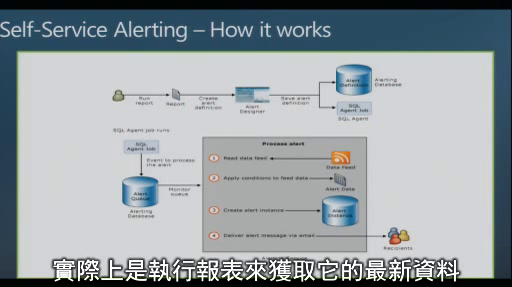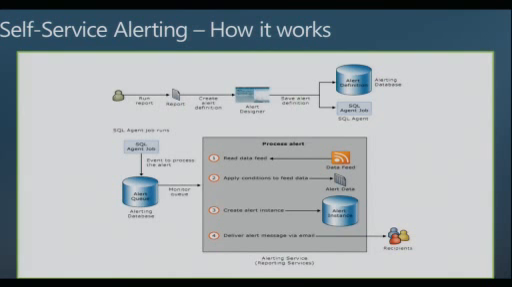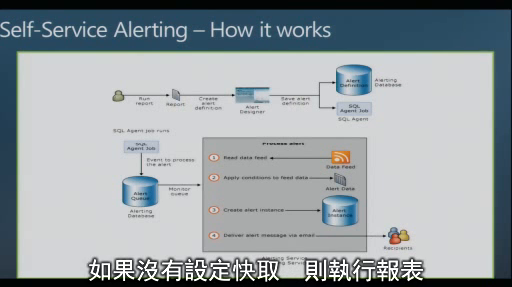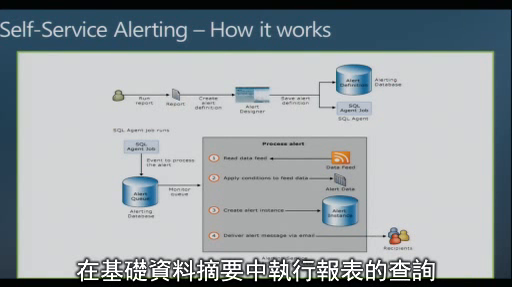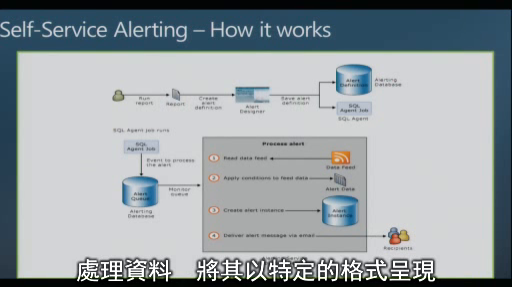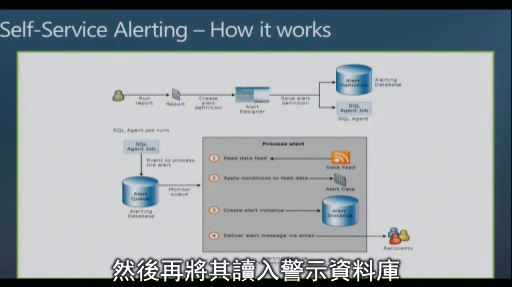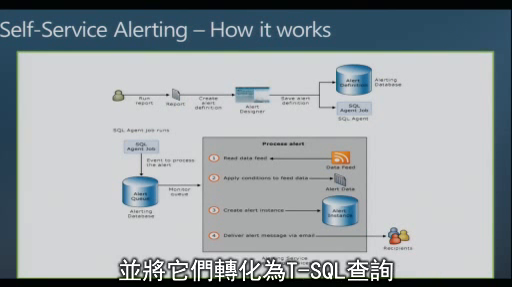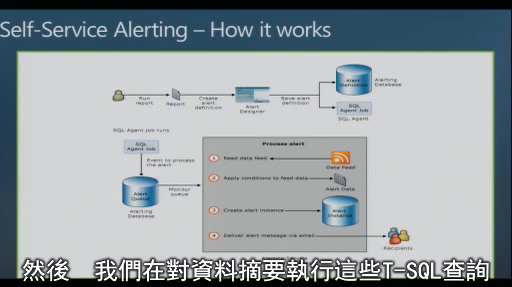When we get the data feed, what's essentially happening is we're running that report to get its latest data. Now, if you have a cache configured for that report, we'll read the values out of the cache. But if you don't, we're actually going to execute the queries for that report at the underlying data source, process the data, render it in this particular format, and then read that into the alerting database. Then we will take those alert rules that you had created, translate them into T-SQL queries, and execute those against the data feed.